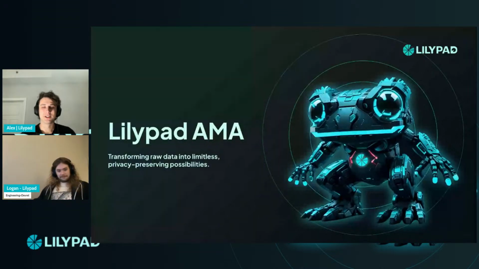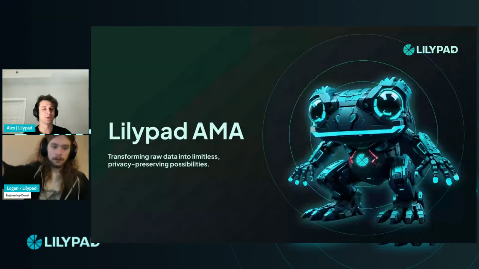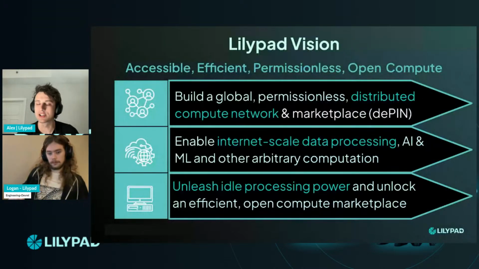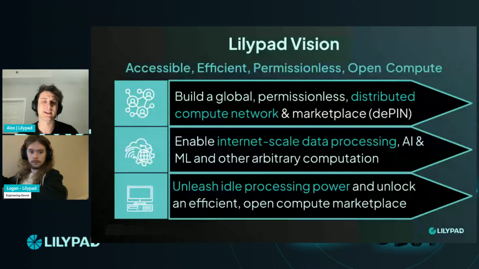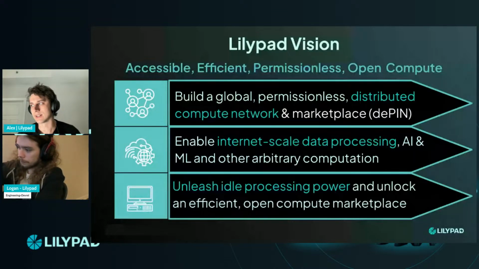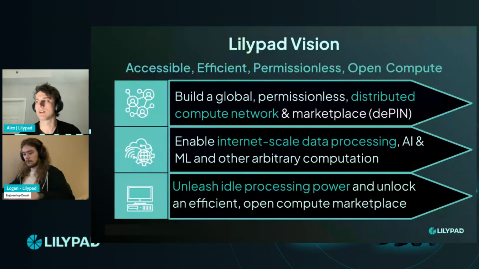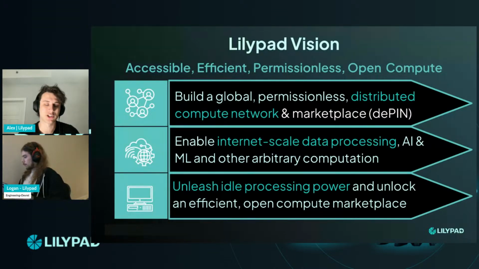Cool. All right, well, let's jump right into it. So, as usual, we like to start off by talking about what's Lilypad, why are we here, what's the vision. So, Lilypad's building an accessible, efficient, permissionless open compute network. The idea is to build a global permissionless distributed compute network and a marketplace for that compute. So, the real vision here is to crowdsource GPUs from around the world using crypto economic incentives and peer-to-peer networking, using stuff like Bacalhau and blockchain verification to basically democratize access to GPU compute.